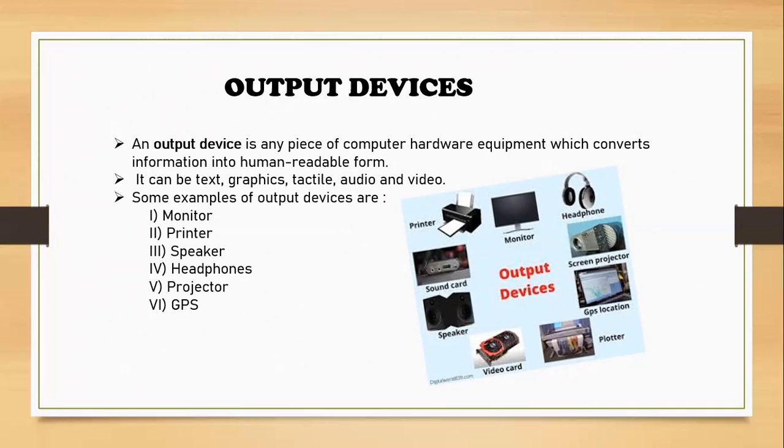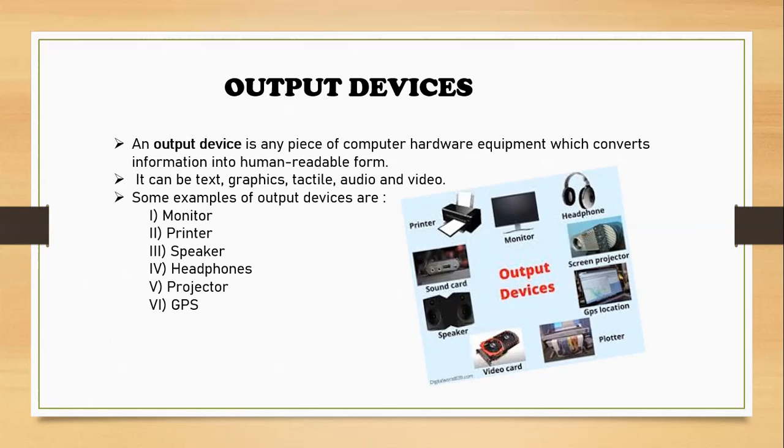An output device is any piece of computer hardware equipment which converts information into human readable form. Okay, it can be text, graphics, tactile, audio, and video. So normally, if you see a movie or anything, it's called multimedia. Multimedia includes at least 5 elements: text, audio, video, graphics, and animation. If any content includes these 5 elements, it's called multimedia.